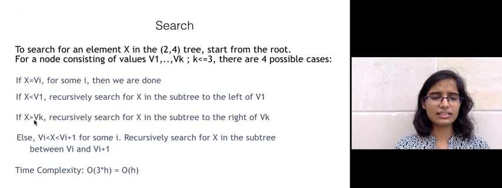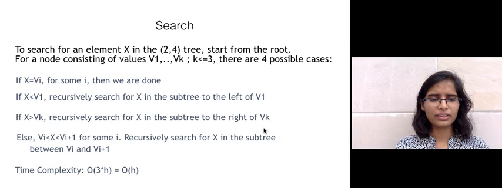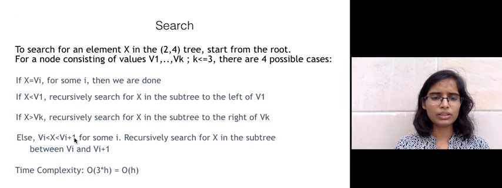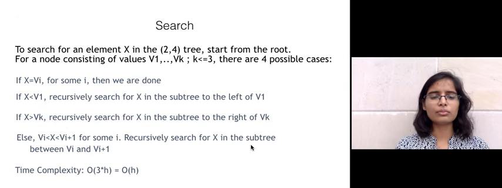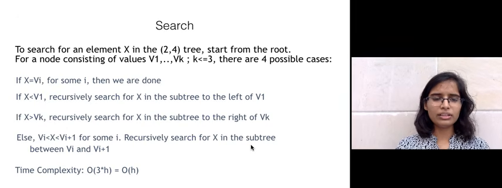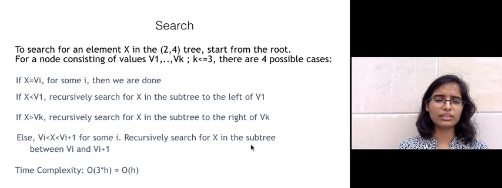But if x is greater than vk, then we recursively search for x in the subtree to the right of vk. And if x is between vi and vi plus 1, then we recursively search for x in the subtree between vi and vi plus 1, because all the values between vi and vi plus 1 will lie in this subtree only. So similarly, x can be in the subtree only if it lies in that subtree.